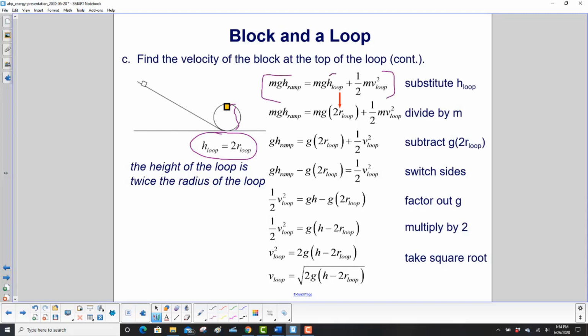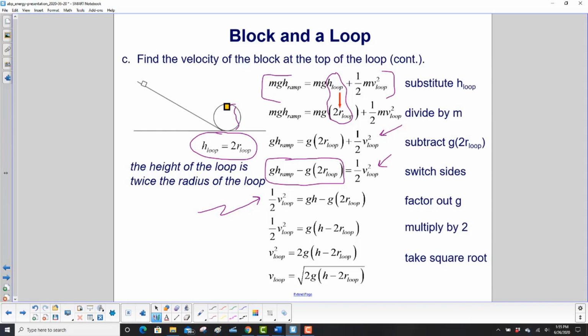And like we just said, we substitute 2R loop in for h loop. Now, what do you notice about the equation? It has m's in every single expression, so we cancel out the m's, and we have this. Now, we're going to subtract g times 2R loop from both sides, so we get everybody with g on the same side. Now, we're trying to solve for velocity, so we're going to switch sides. So we have 1/2 velocity squared at the loop is equal to gh minus g times 2 times R loop.